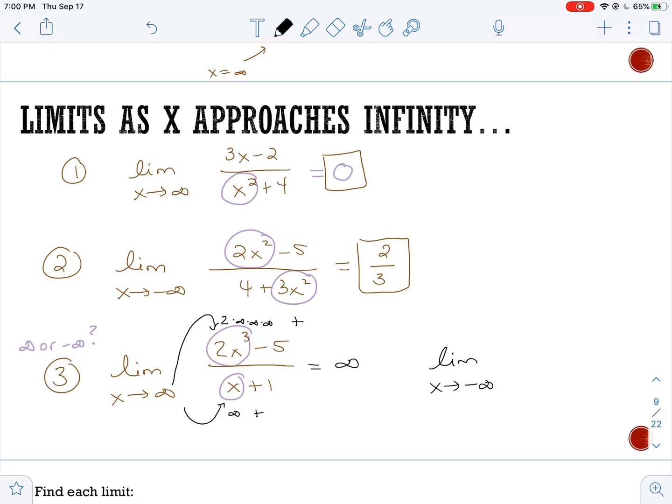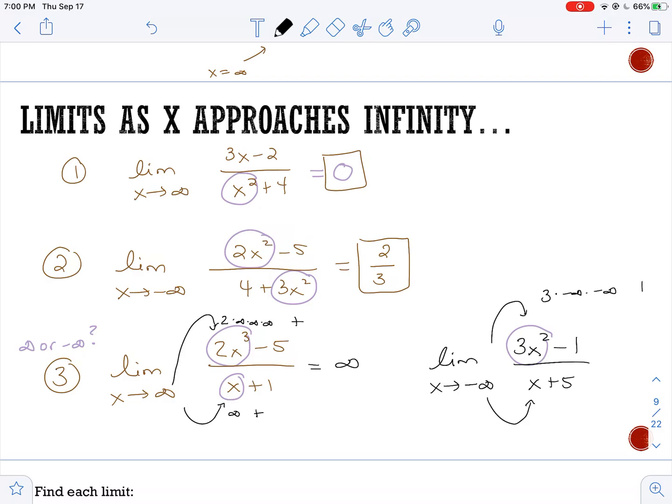Well, let's look at that same problem, but this time, let's look at what happens if we plug in negative infinity, or almost the same problem. Let's say we have 3x squared minus 1 over x plus 5. So again, the numerator is going to win the degree war, so the answer is going to be infinity or negative infinity. We've got to decide which one it is.